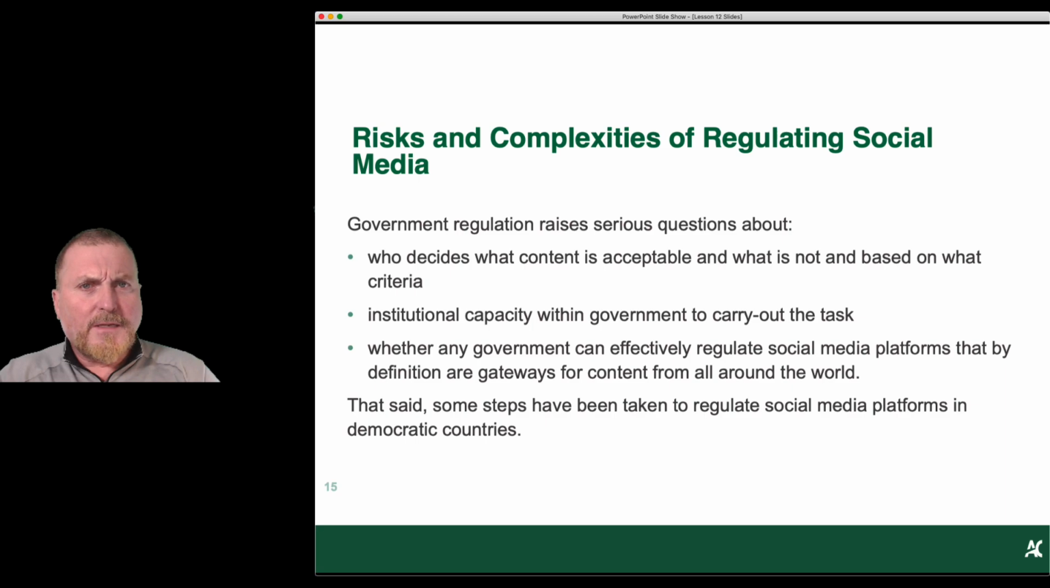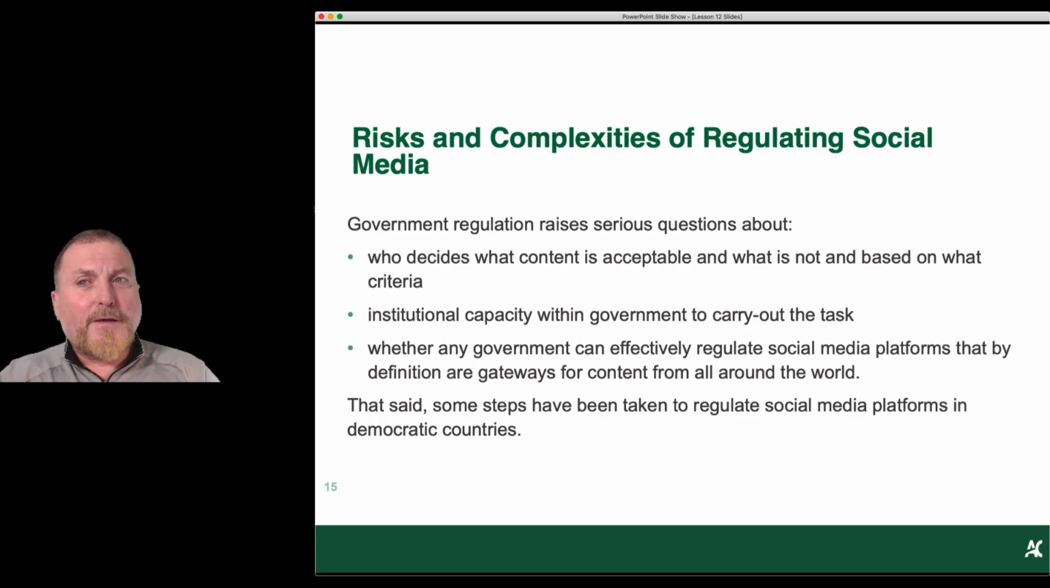And how would government build the institutional capacity to carry out that task? It would be a huge task. We talked about the number of producers of content, the number of users of social media, the fact that it's a global infrastructure, not a national infrastructure. How would any one national government approach regulation in that way, in any case?